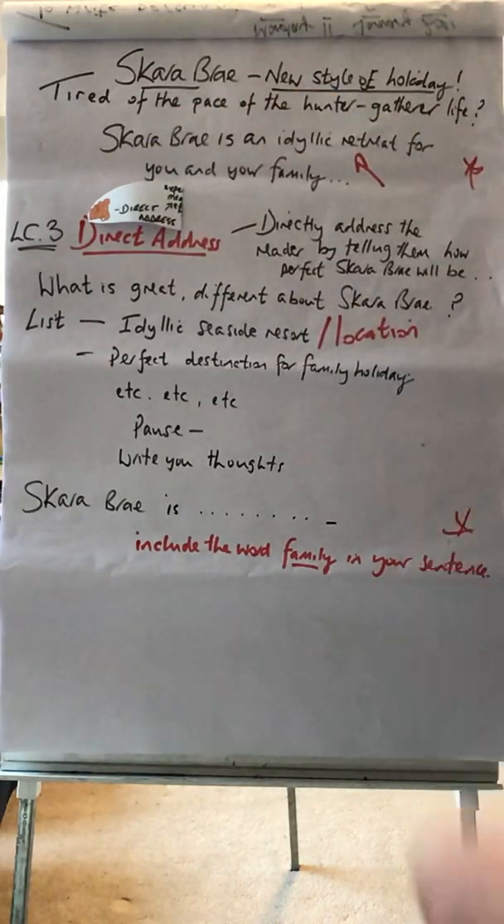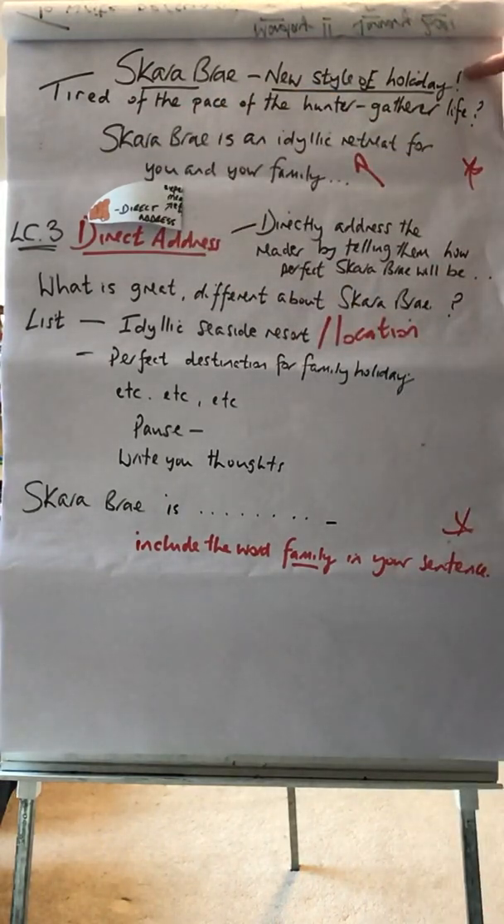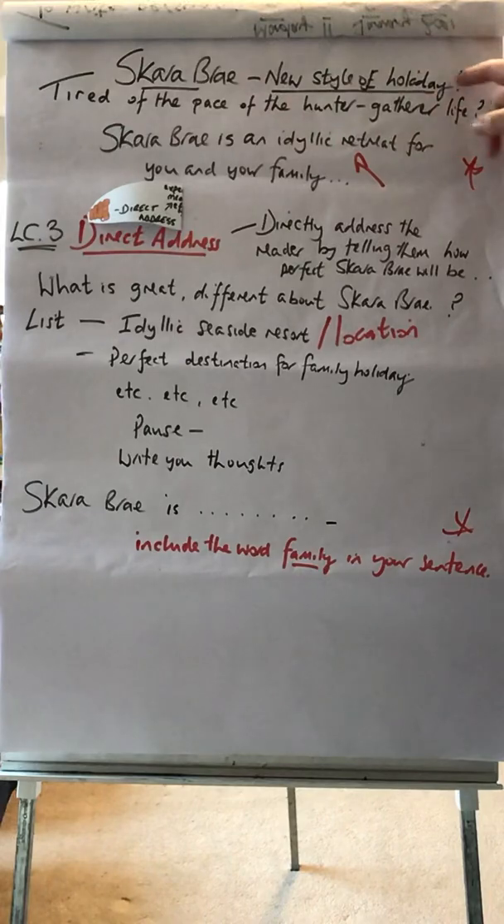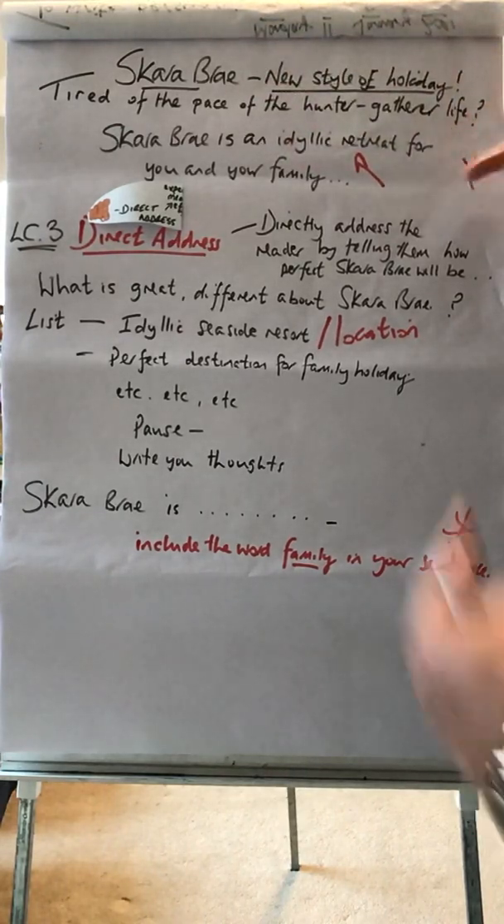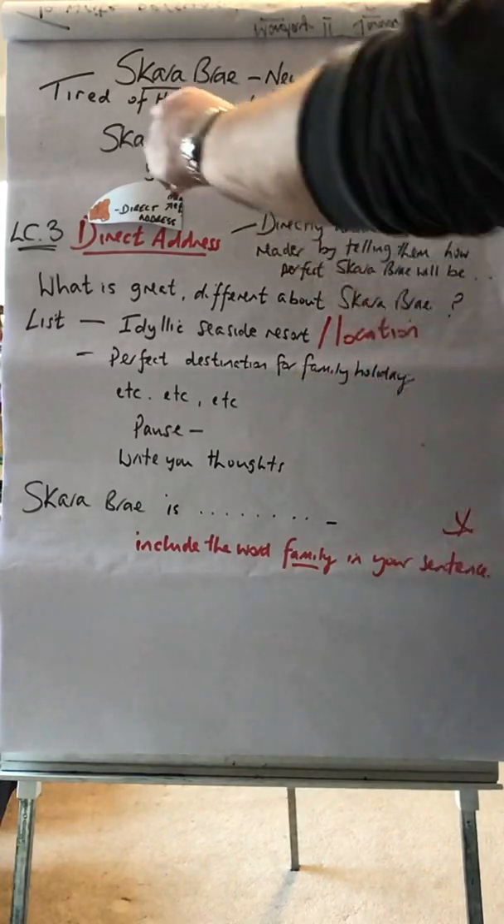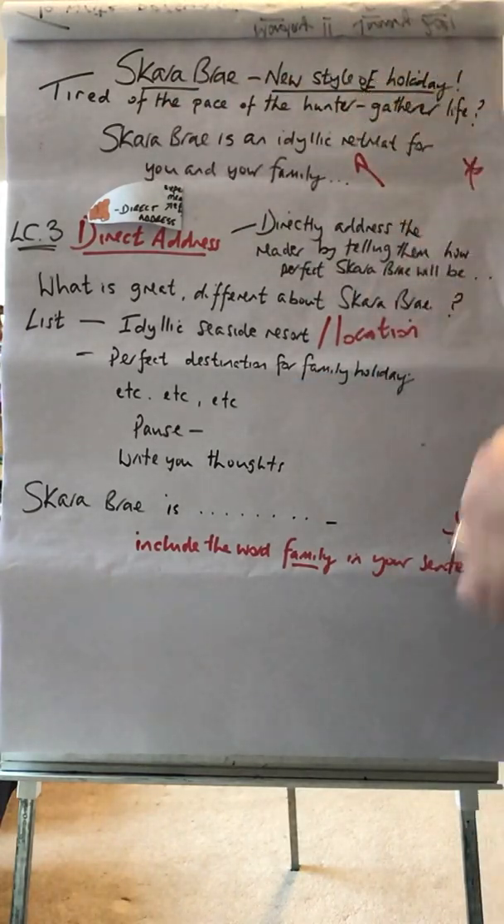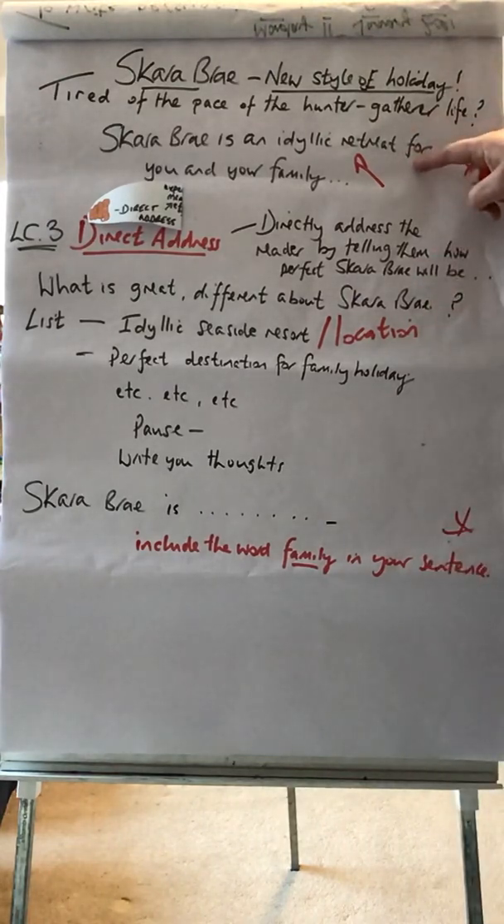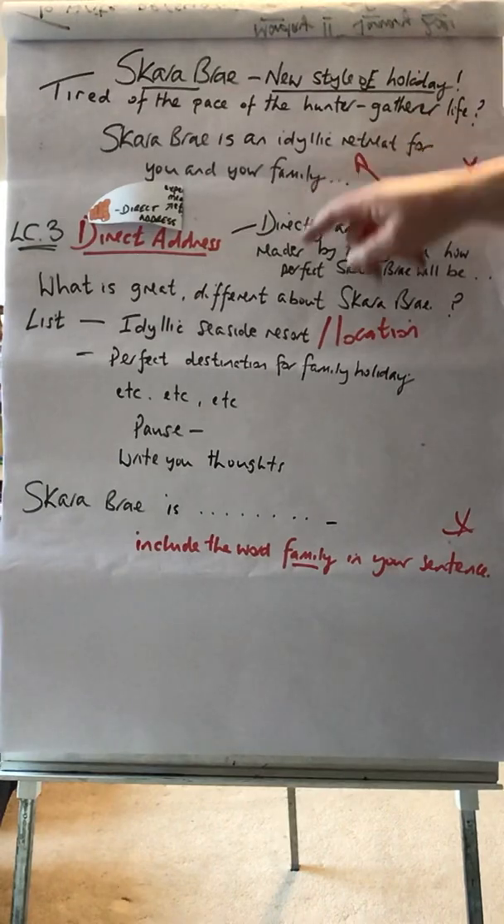So just to recap, you've got 3 parts to today's lesson. You have to think of a heading which rhymes. So Brea rhymes with holiday, Brea would rhyme with play, Brea would rhyme with stay. You need to put in your rhetorical question, tired of the pace of life, and I said you could start with tired or bored of. But think about what they would normally do, the hunter-gatherers that we're talking about, the Stone Age people. And the last one is a direct address, where you use the word family.